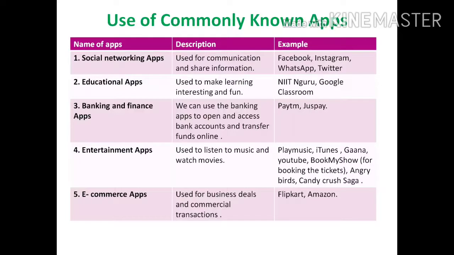Entertainment apps are the type of apps which can be used to listen to music and watch movies. These are Play Music, iTunes, Gaana. These are all examples of entertainment apps. E-commerce apps: what are e-commerce apps? These are the types of apps which can be used for business deals and commercial transactions. Flipkart and Amazon are examples of e-commerce apps.